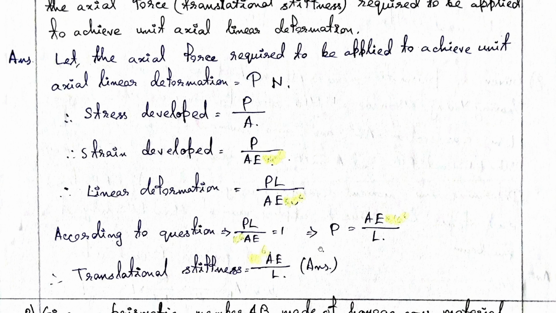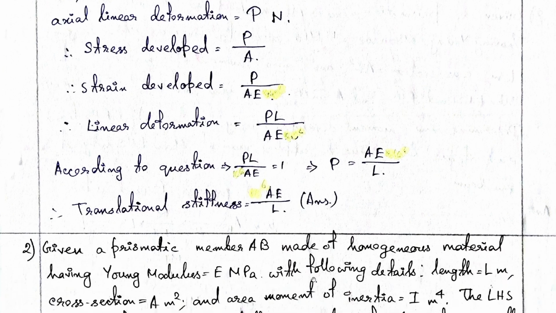So now, P is the required force, which is the translational stiffness. So we get our answer. Here P equals AE by L, that is, translational stiffness equals AE by L. This is our answer.